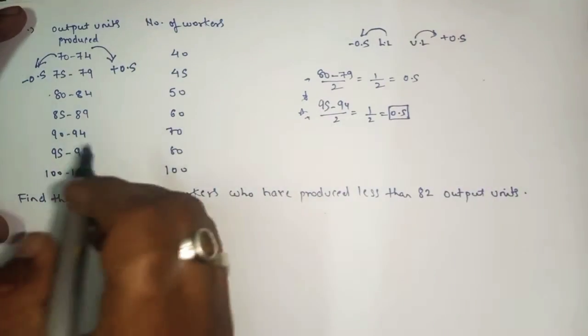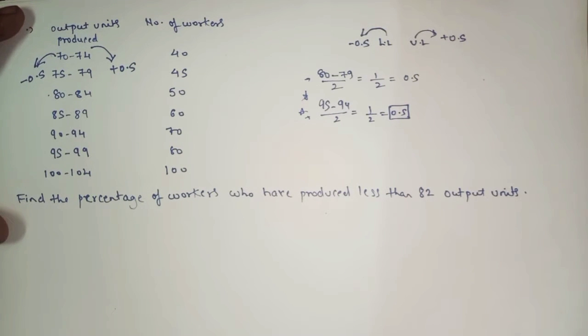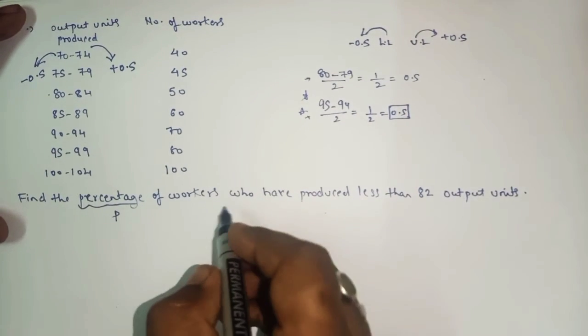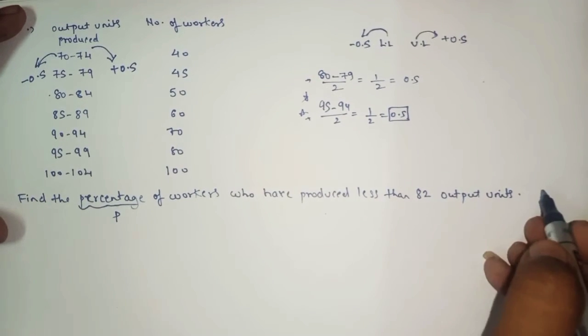After this, as we got how to make the class continuous, then you have to find the percentage of workers who have produced less than 82 output units.